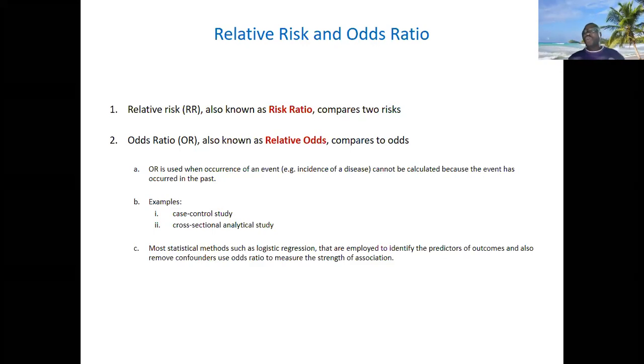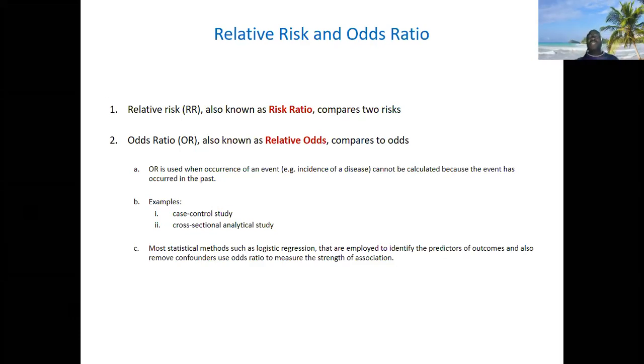So you carry out a case control study and calculate the odds ratio, or you carry out a cross-sectional study and calculate the odds ratio. I think those are the two examples. Case control, cross-sectional, analytical. When we say analytical, when we say cross-sectional, it's not just cross-sectional of one group.